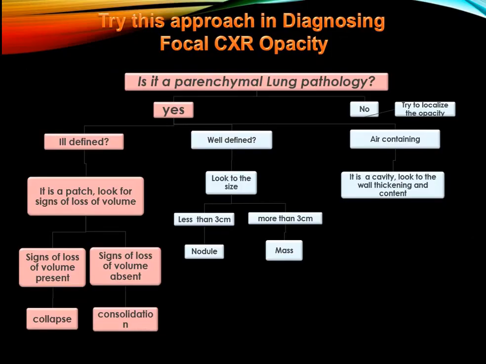Let's try this approach in dealing with focal chest X-ray opacity. If you have a parenchymal lung pathology and it is ill-defined, you are having a patch. The next step is looking for signs of loss of volume. Absent means consolidation. Present means collapse. The next step is localization of the lesion. If you can localize the lesion to the lobe from the PA chest X-ray, this is very good. If you cannot, you may also need a lateral chest X-ray.